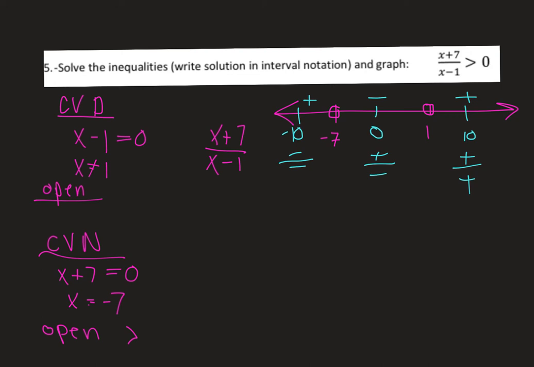Okay, now that we have our sign chart, where we tested the intervals, we need to decide which intervals make my inequality true. So my inequality says greater than 0. Positive numbers are the numbers that are greater than 0. So that means the positive intervals are the intervals that work. So I'm just going to go to the positive intervals.